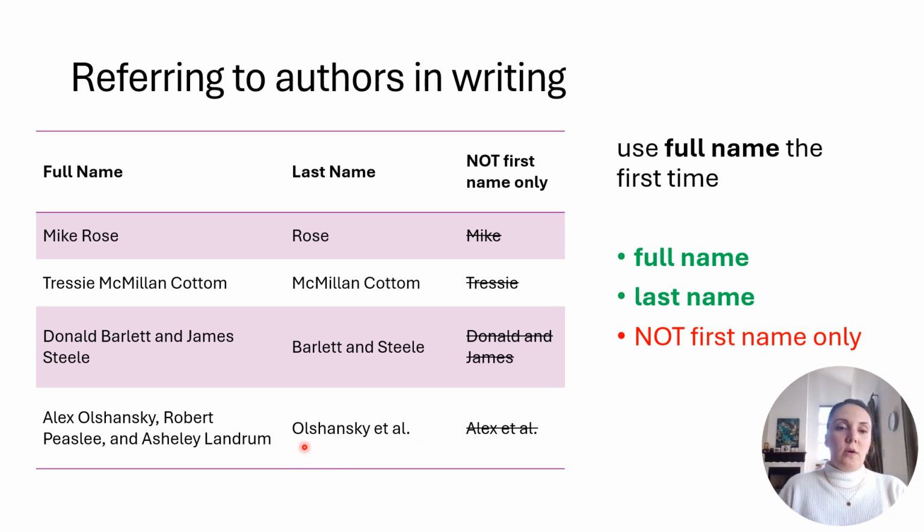So here you can see Olshansky et al. Olshansky because he was the first one listed on the article, and et al. covers Robert Peasley and Ashley Landrum. You would never refer to them as Alex at all. Alex is the first author's first name. You would never want to do that. It's last name only.